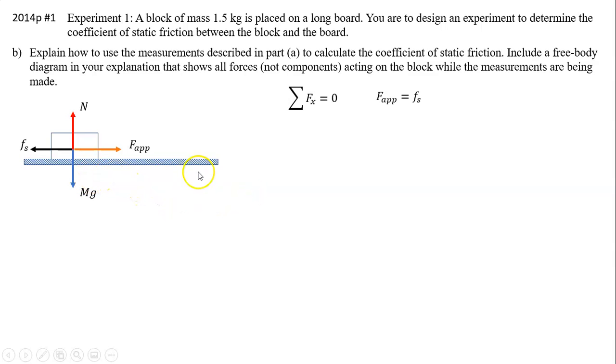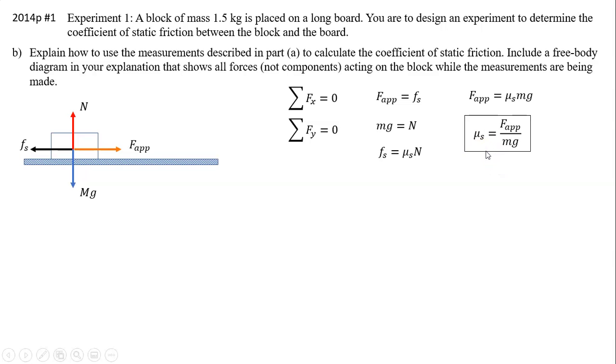In this case, we know all the forces cancel out because the block is just starting to move. It's not accelerating. Net force in the x, which is horizontal, equals 0. Net force in the vertical equals 0. The horizontal equal to 0 means applied force equals force of friction. And the vertical means mg equals N. We know Fs equals mu s times N. Substitute everything together. F applied equals mu s mg. That's how you find mu s equals F applied divided by mg. And that's how you figure out the coefficient of static friction.